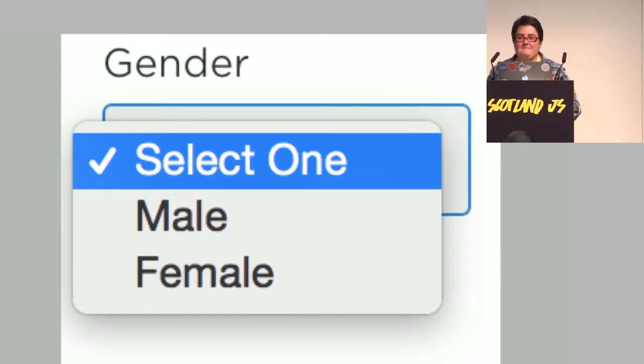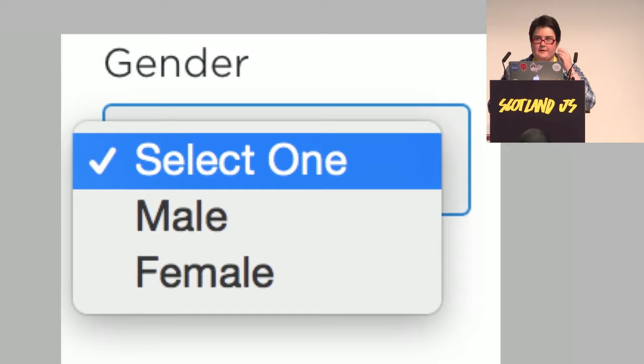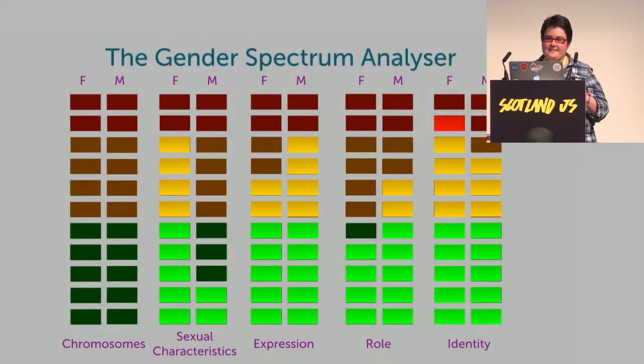But actually, we know that things are way more complicated than that. People are much more complicated than that. So I keep coming up with really weird, tortured analogies to explain gender to people. This is my latest and greatest. This is the gender spectrum analyzer.